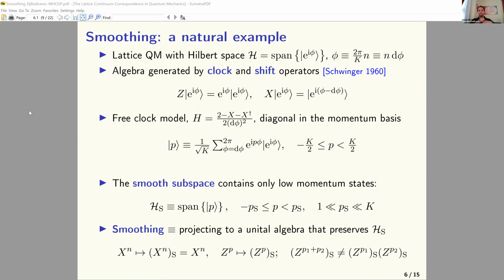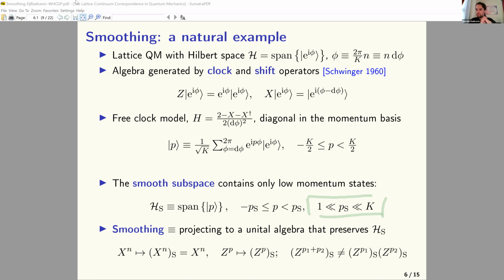And then I will define the smooth subspace of this original Hilbert space as the set of just the low momentum states. So I will need to introduce a second cutoff. Let's call it PS. And at this point, this only really makes sense if k is large, so that I can define something like this. If not, then this is kind of meaningless as an exercise. I can still maybe define it, but it's not going to give me good results. So that's a smooth subspace.